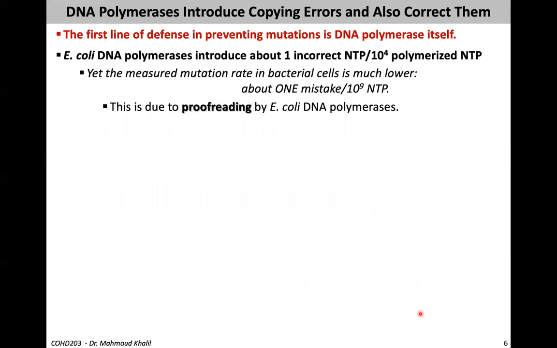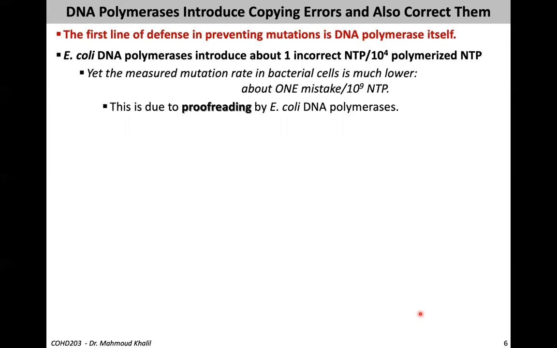So let's take a first example and see how DNA polymerase itself can introduce copying errors, but it has the capacity to correct this copying error. Actually, the DNA polymerase is considered to be the first line of defense in preventing mutation in DNA. As an example, the E. coli bacteria, the E. coli DNA polymerase can introduce about 1 incorrect nucleotide every 10,000 polymerized nucleotides.